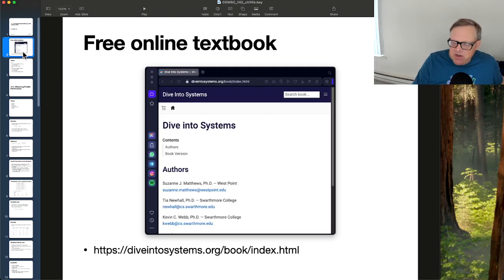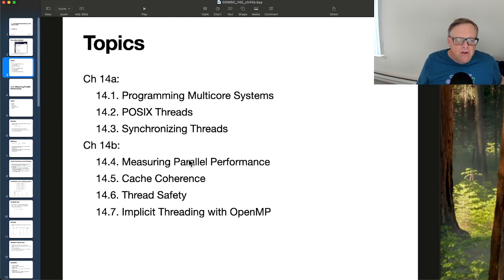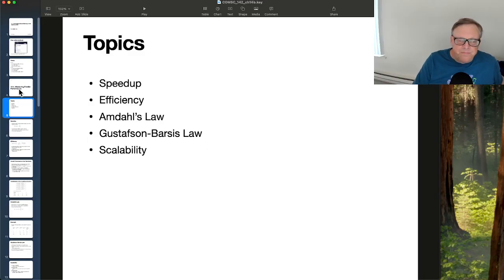So that's what today's topic is: parallel performance, cache coherence, thread safety, and OpenMP, mainly about GPUs. So we'll talk about speed up and some of the theories that led to the current world of multiprocessing.